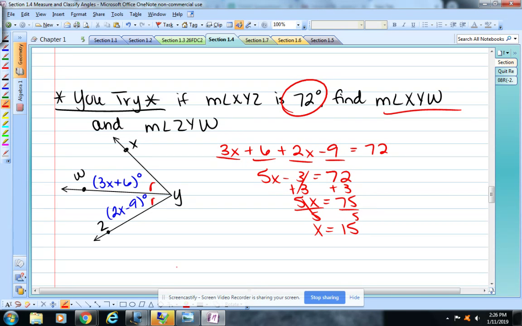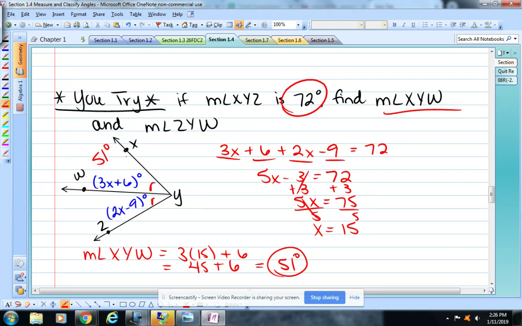Which one did y'all find first? Measure of angle XYW is the top one. So I'm going to say 3 times my x, which is 15, plus 6. What's 3 times 15? 45 plus 6 is what? 51 degrees, because it's the measure of an angle. So this one's 51 degrees.